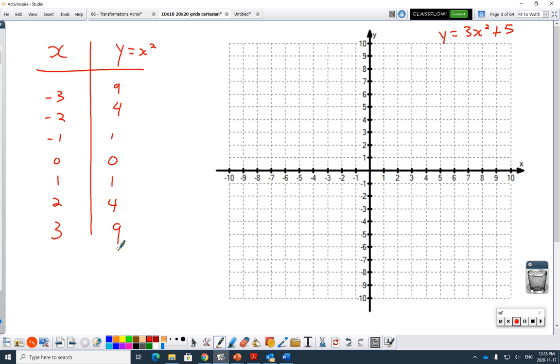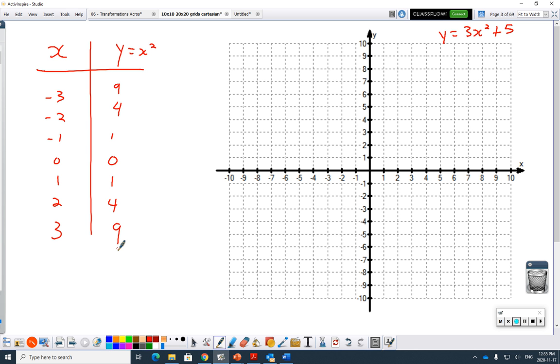Okay, so there's the table of values for the base function. I've just taken all those x values and I've squared them. This is actually a complete review of grade 10, grade 11, all at once. This is what a parabola looks like. Then what I've got to do is I've got to take those points and I've got to vertically stretch them by factor 3. That means stretch them all up by factor 3. And then I've got to move them up 5.